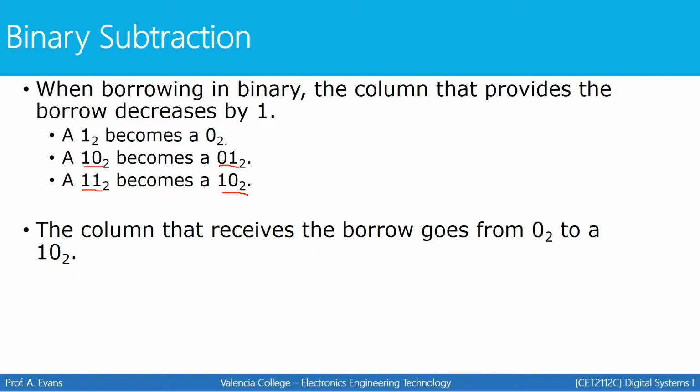The column that receives the borrow goes from a 0 to a 1, 0. Now again, that's 1, 0 in binary. So the column that receives the borrow is not equal to 10. It's equal to 1, 0 in binary, which is 2. 2, not 10. So let's look at some examples.